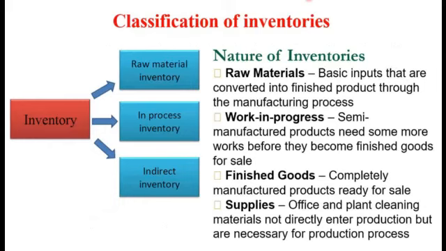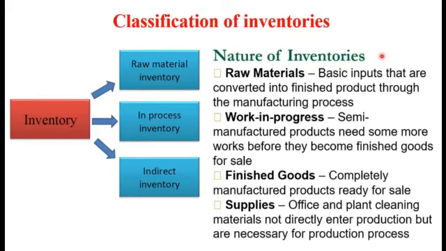And now, the classification of inventories. Inventory is classified into these categories: raw material inventory, in-process inventory, and indirect inventory. Raw materials are basic inputs that are converted into finished products through manufacturing processes. Those basic inputs or raw material components are called raw material inventories.